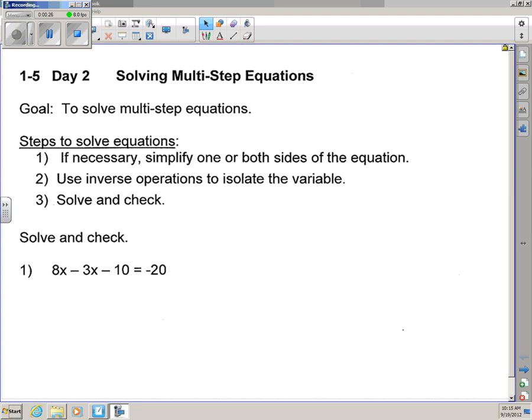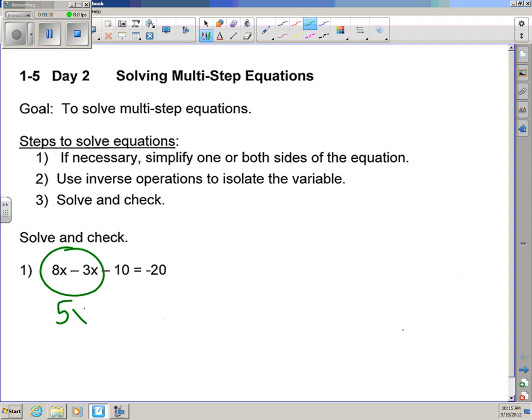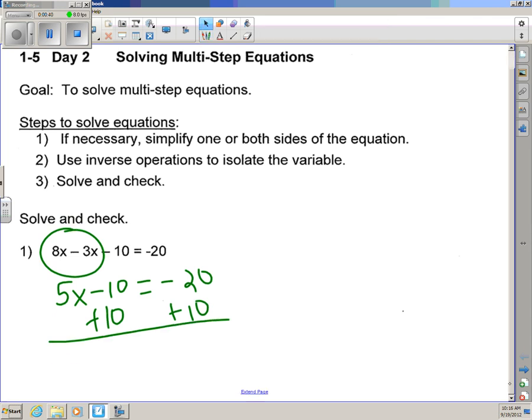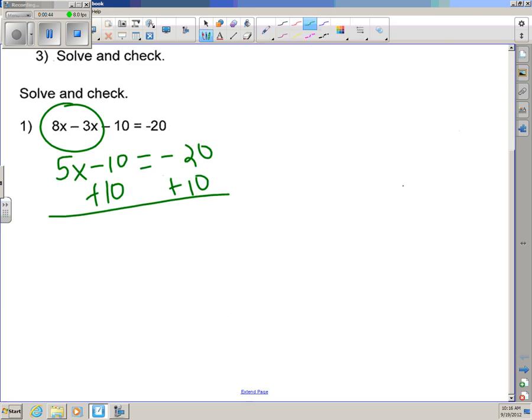So right now on the left-hand side, I've got some like terms here. So 8x minus 3x is 5x, minus 10 equal to negative 20. Add 10 to both sides, and then you're going to get 5x equals negative 10. Divide both sides by 5, and x equals negative 2.